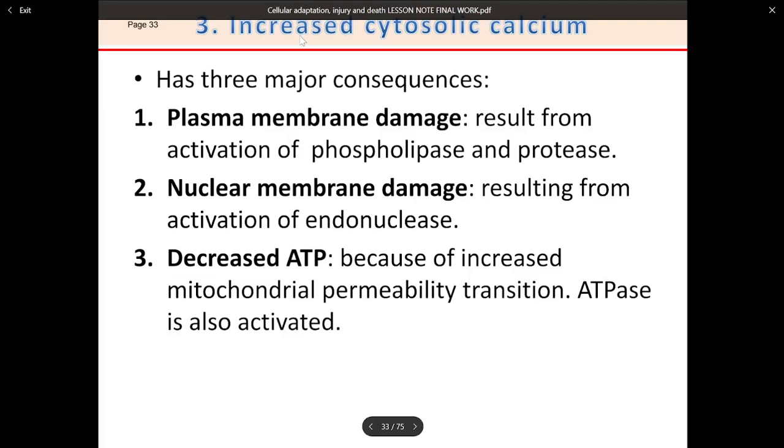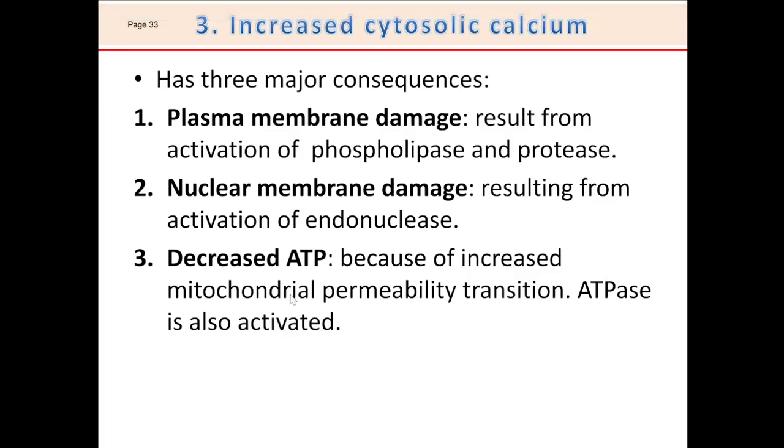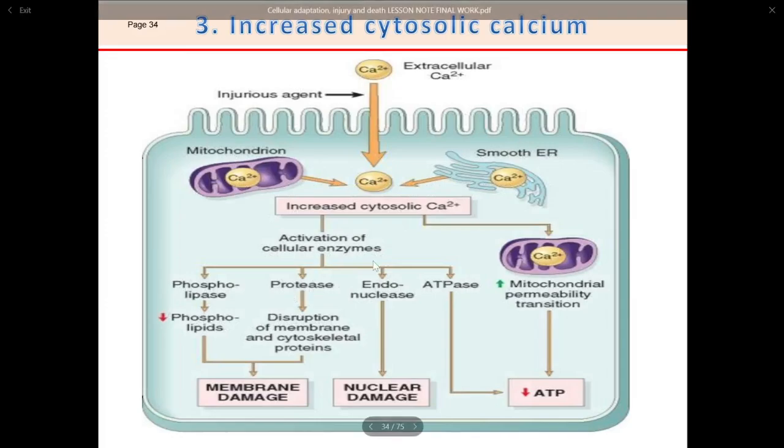Now, the third process that can lead to cell injury is increased cytosolic calcium. It has three major consequences. Number one is plasma membrane damage, resulting from activation of phospholipase and protease. The second is nuclear membrane damage, resulting from activation of endonucleases. Then the third is decreased ATP because of the increased mitochondrial permeability transition. This is a diagrammatic representation of what we have just discussed. Because this material is quite long, I may just skip some things.